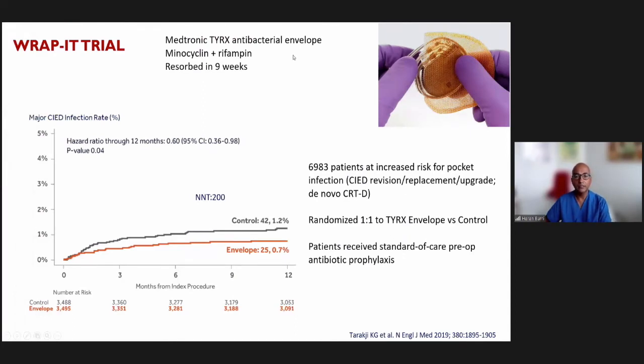This is the antibiotic envelope, which has minocycline and rifampin, and the envelope is resorbed completely in 9 weeks. It has been shown in the randomized WRAP-IT trial, which included almost 7,000 patients, to significantly reduce the risk of major CIED infection, albeit with a relatively high number needed to treat of 200. And remember also that in this trial, these were really high-risk patients. So this is not a measure we would recommend as a routine measure, but only for patients who really are at high risk of infection, such as dialysis patients or box changes in high-risk patients.